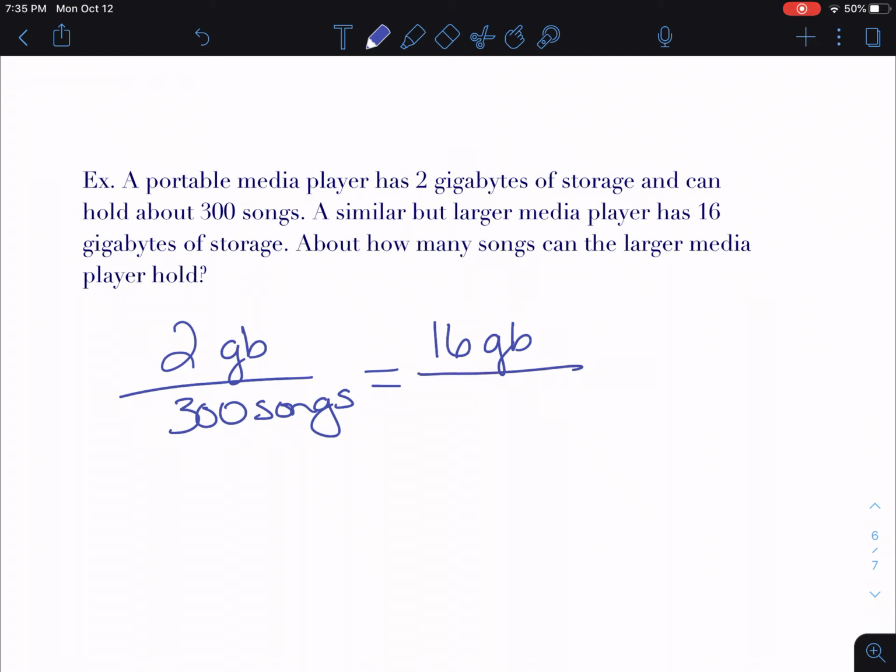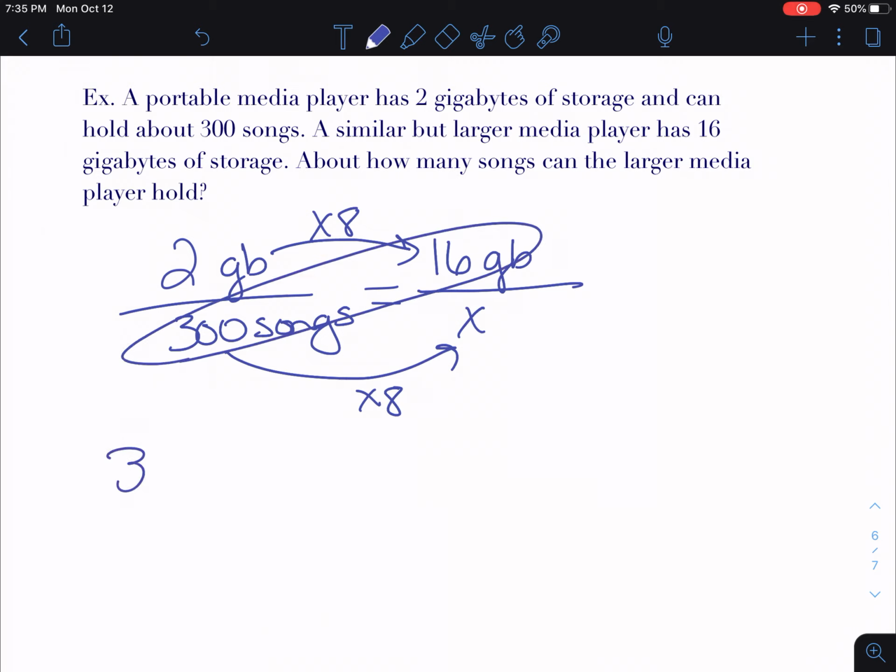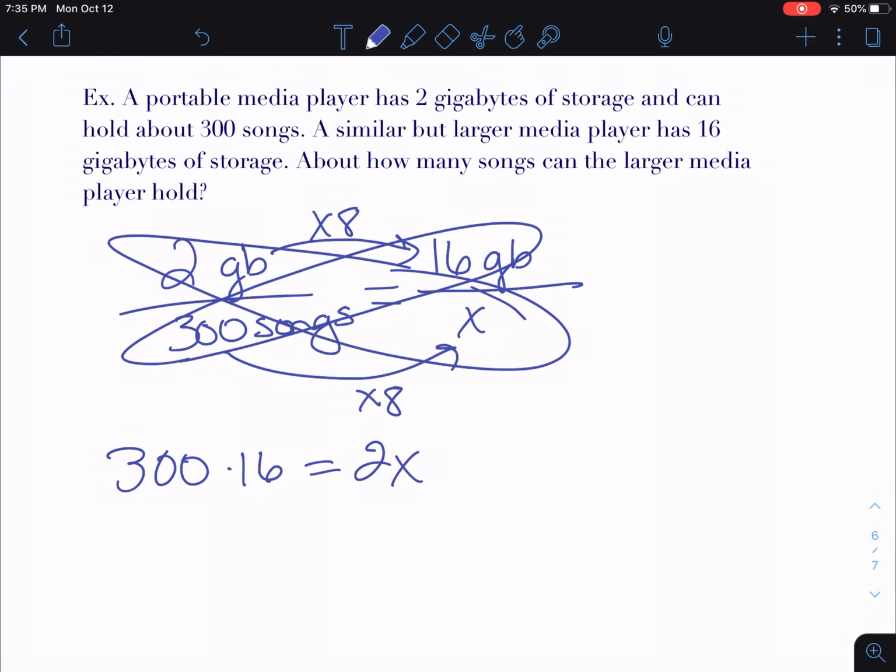I'm now going to solve for how many songs the larger media player can hold, so that is where my variable will be sitting. Once again, I can use growth factors or cross products to solve. One way would be to see that this growth factor is multiplied by 8, so I can take 300 times 8 to find that missing variable. Another way would be to set my cross products equal to each other, and I have the product of 300 times 16 set equal to the product of 2 times x.